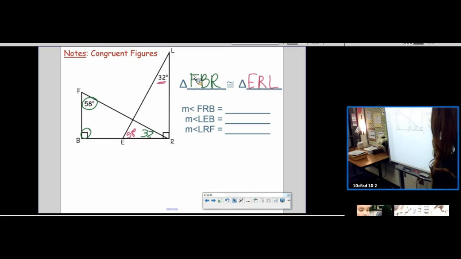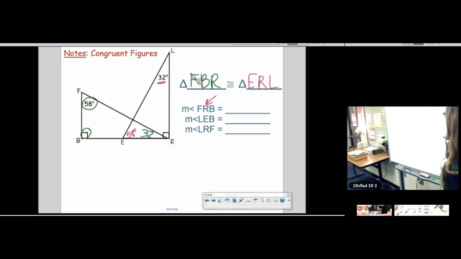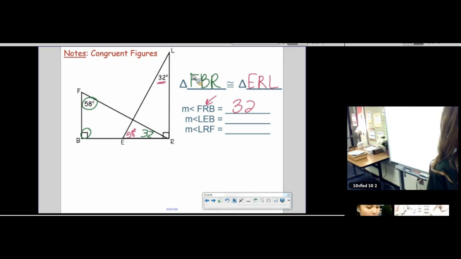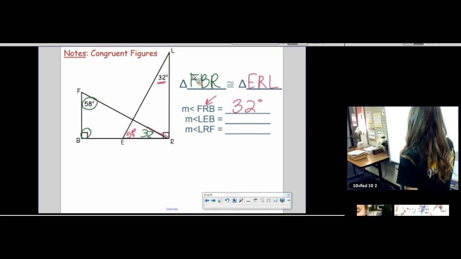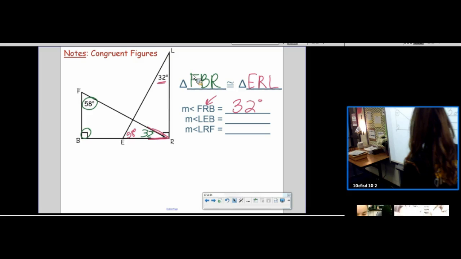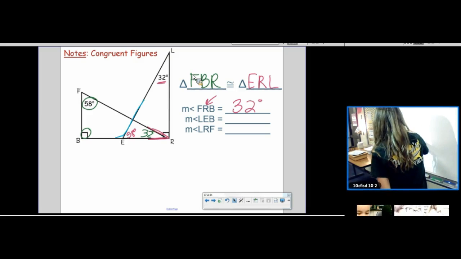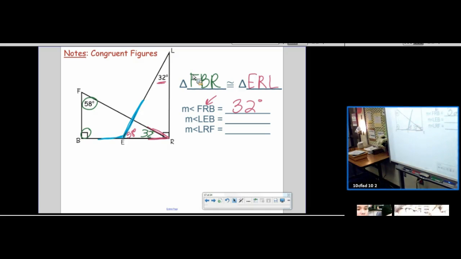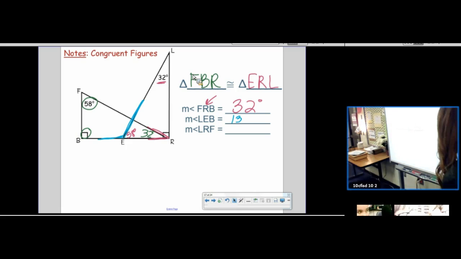Okay, so let's find the measure of these angles. I think we found most of them. FRB is 32 degrees. We're running out of time, which is why I'm speeding up. LEB, be careful. You have to be able to find angles when we name them with 3 letters. LEB would be the linear pair of 158. Am I doing that right? Nope. 122. Yep.